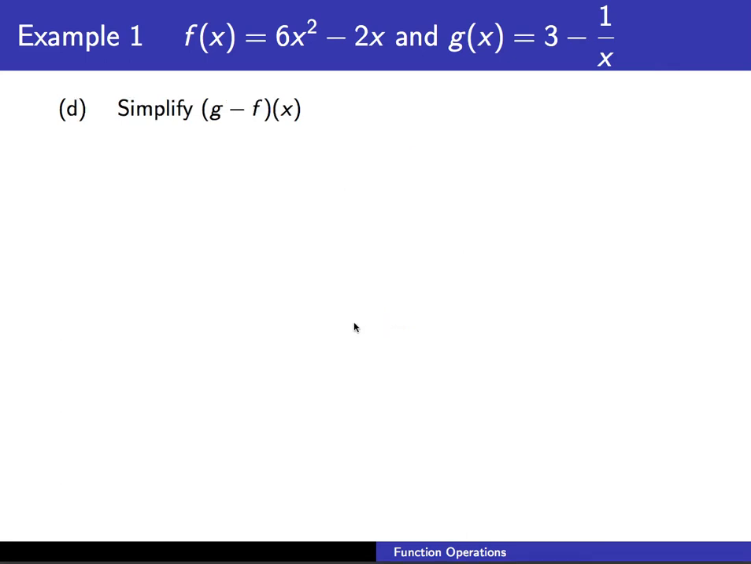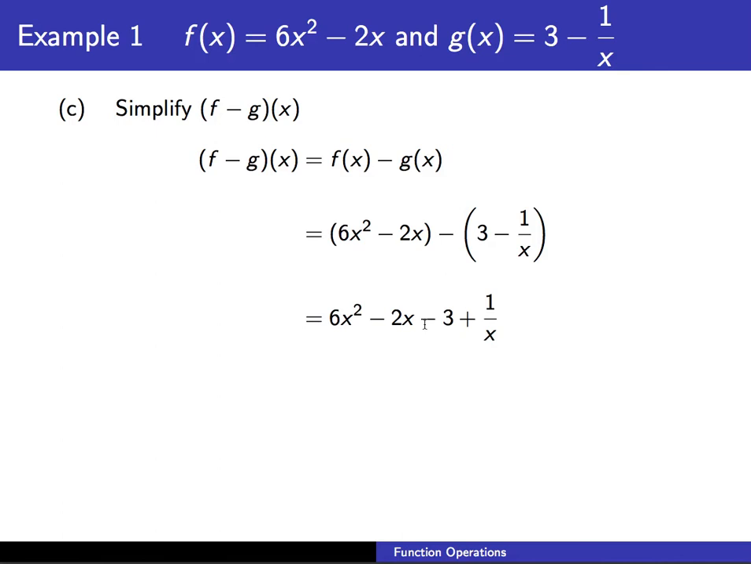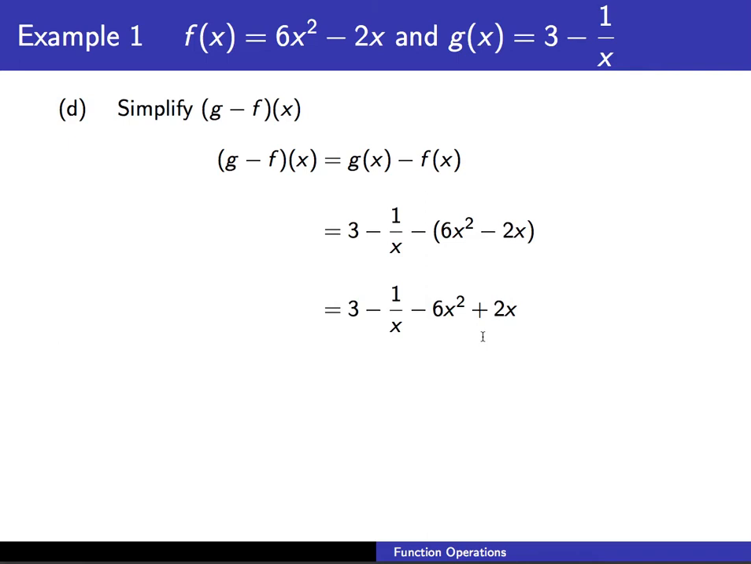Part D, g minus f of x. So we're switching the order here, which is going to be g of x minus f of x, and that's 3 minus 1 over x, and now we're subtracting the 6x squared minus 2x. So put that expression in parentheses and distribute your negative, and you get 3 minus 1 over x minus 6x squared plus 2x, which just so happens to be the opposite of what we had in example 1c. So if you just took each of these answers and made them their opposite, made them negative, you would get your answer for D.